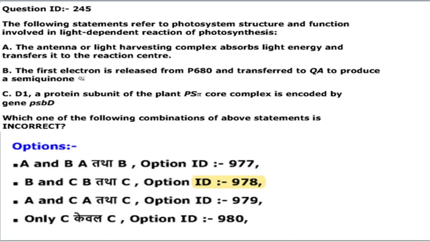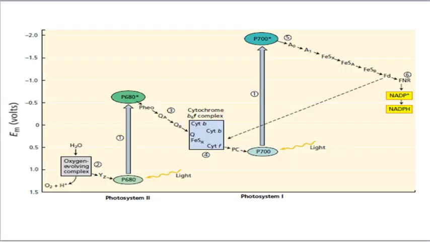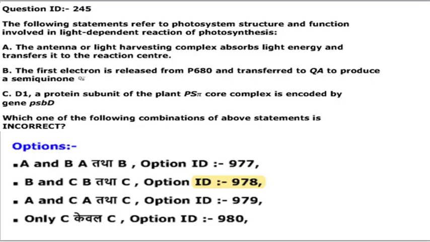So the antenna or light harvesting complex absorbs light energy and transfers it to the reaction center. That is a correct option, friends. So option A is correct, but here they are asking for the incorrect option. Next, the first electron released from P680 is transferred to QA. Absolutely it is not. It will not be transferred to QA, it will be transferred to pheophytin. Okay, so we can select option B, that is incorrect.